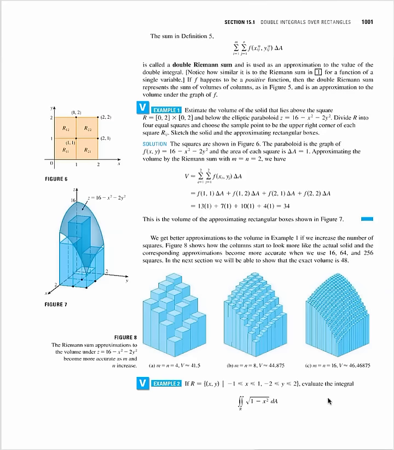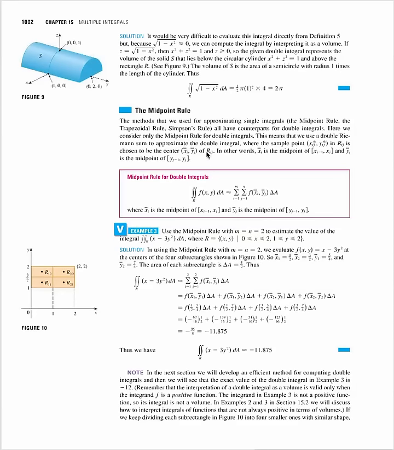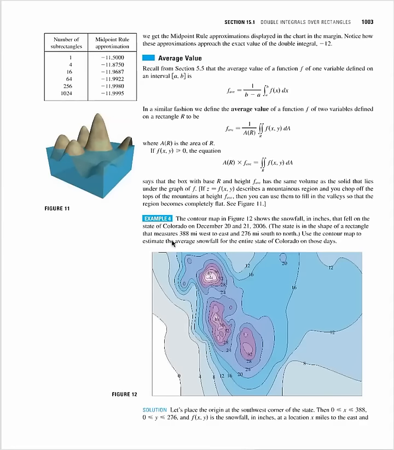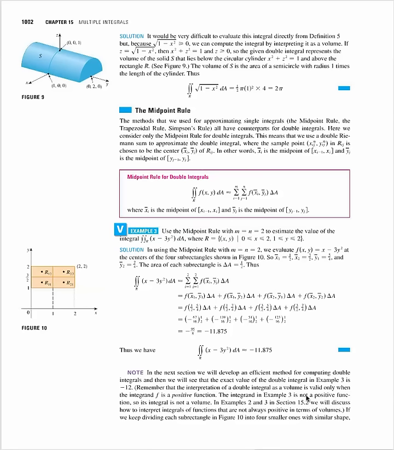Example 2 is a pretty good one, evaluating a double integral by interpreting it as volume. I like this discussion of the midpoint rule. Maybe not as much as it is presented in example 3, but I really, really like example 4, which uses the midpoint rule and goes into this idea of average value. So do read the average value thing. That's relatively useful. On the previous page, there's this nice note at the bottom of 1002, again talking about the interpretation of the double integral as a volume and what it means when it's not a volume.